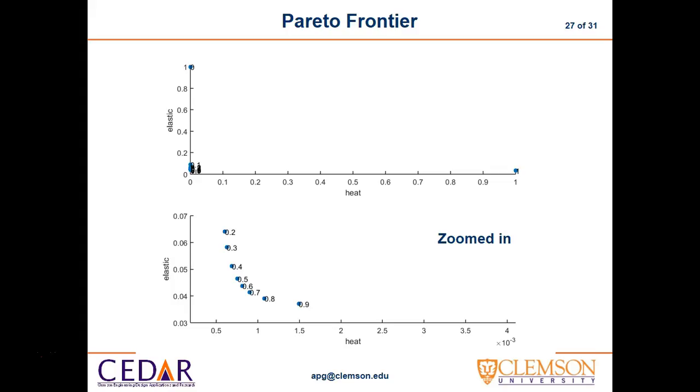Okay, so we can do a Pareto frontier plot of the two objectives, and that's what this top one is. Obviously at the 0 point, when I'm considering just the heat objective or just the elastic objective, the other objective is going to be really poorly achieved. The designs between point 2 and point 9 form a nice curve on the second graph, where I've just zoomed in to where most of the points are clustered.